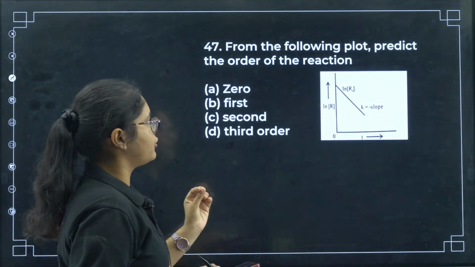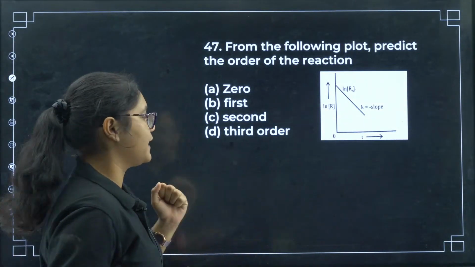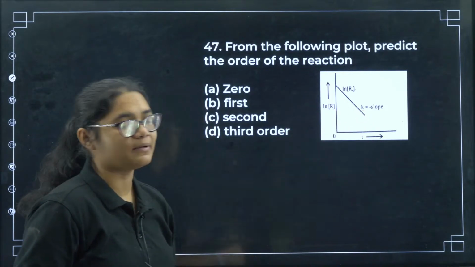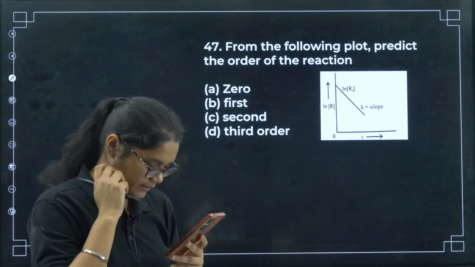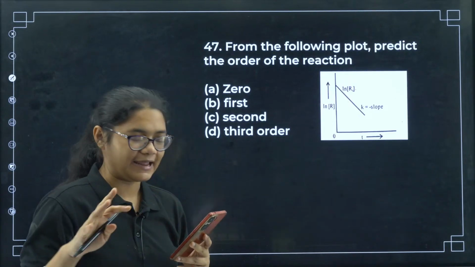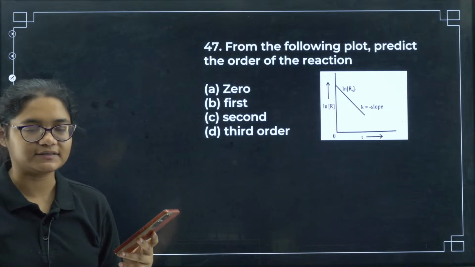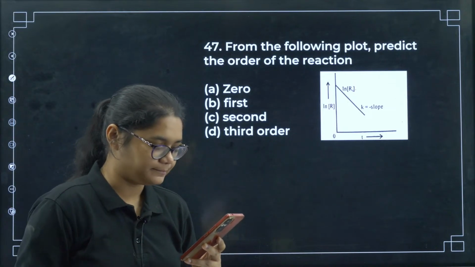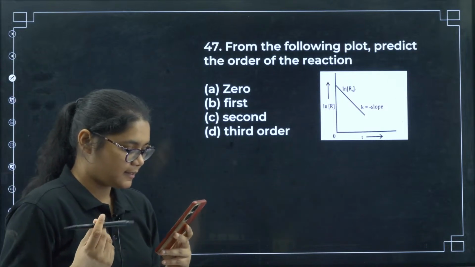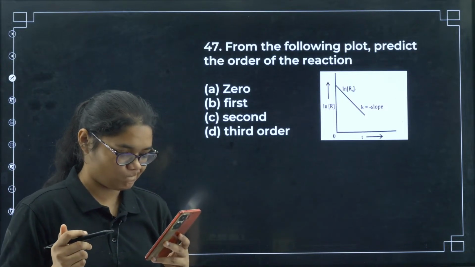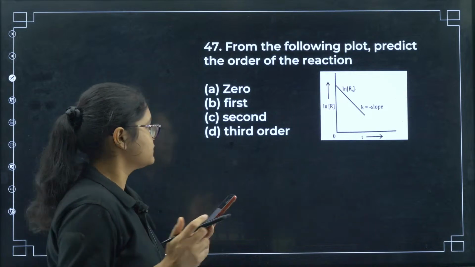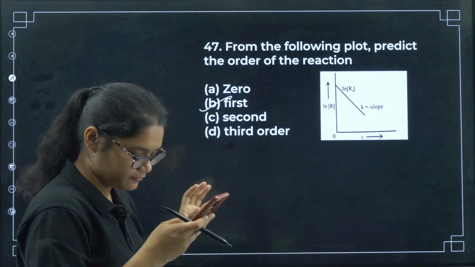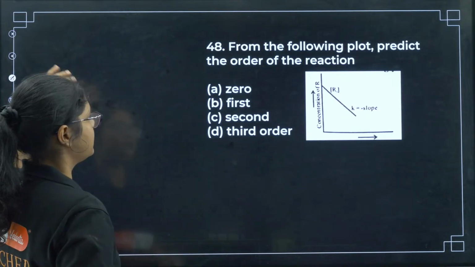47. From the following plot, predict the order of the reaction. You have ln R against T, with R0, and K is equal to minus slope. Yes, very easy question. Whenever you find an ln or log term, you can easily guess which order reaction it is. Yes, first order. Whenever I see an ln or log term, it has to be a first order reaction. All of you are correct here.